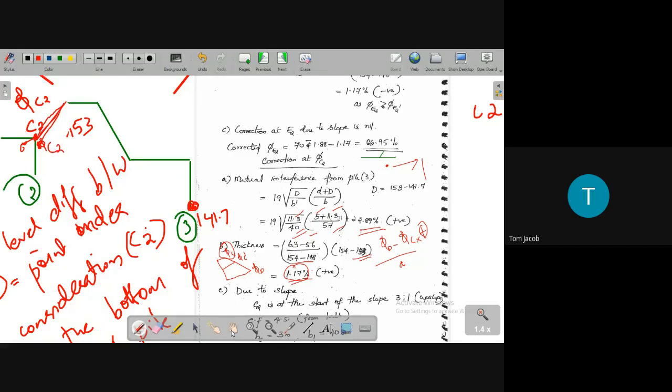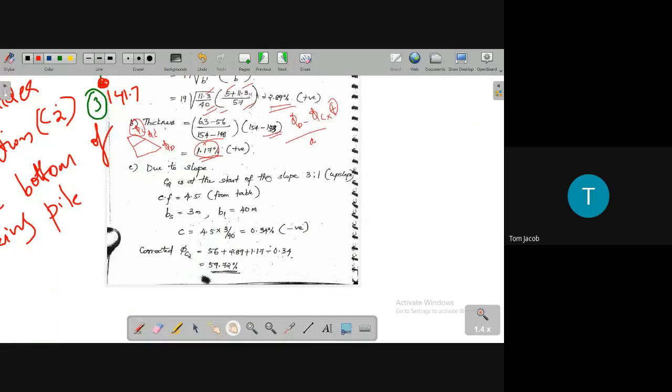Okay, for that, C2 is at the start of slope 3:1. From the table, you have a table for the values of slope that I will give to you. For the correction 3:1, the correction factor is 4.5. So the correction factor is 4.5.